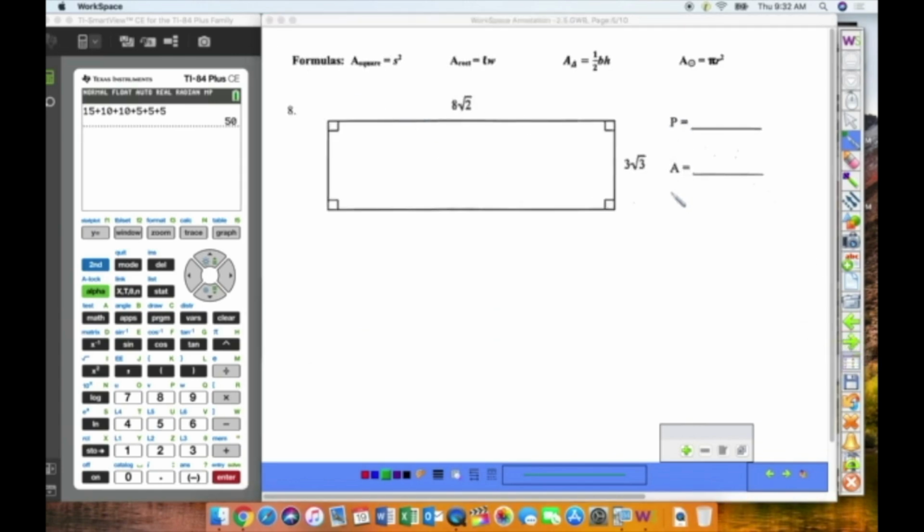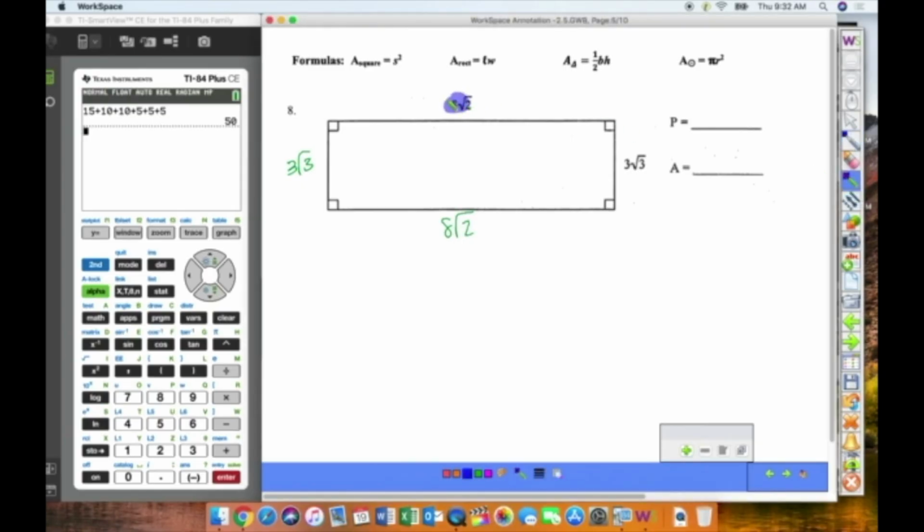Find the perimeter and area of this shape. So perimeter, it's a rectangle, a quadrilateral with 4 right angles. So if this is 3 radical 3, this is 3 radical 3. This is 8 radical 2, so this is 8 radical 2. And now I have to add these together. Remember, this is back to those adding radicals again. You can only add like terms. So you can add radical 3's with radical 3's, and you can add radical 2's with radical 2's.